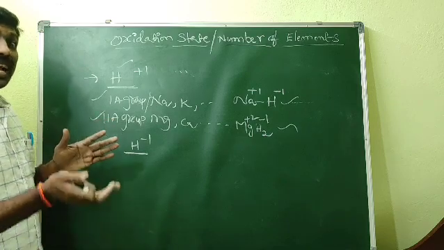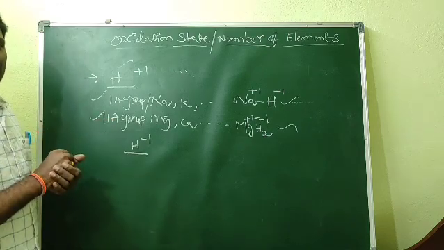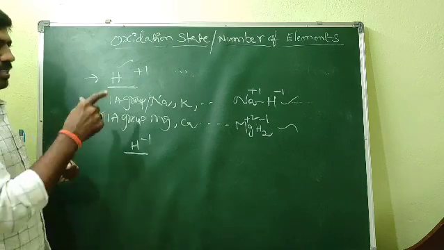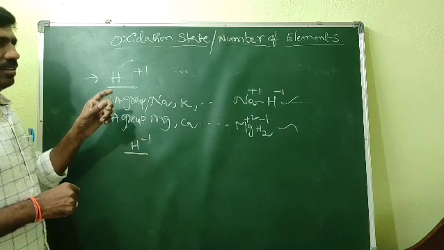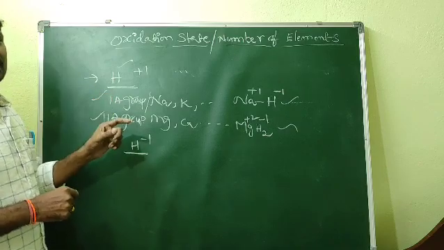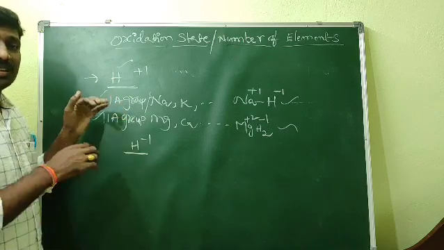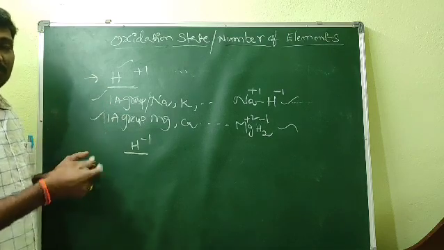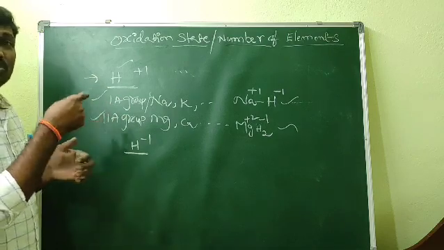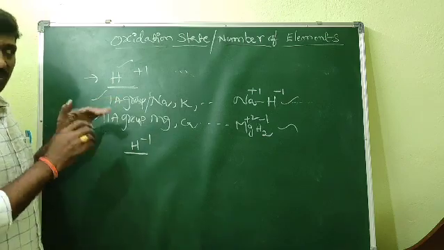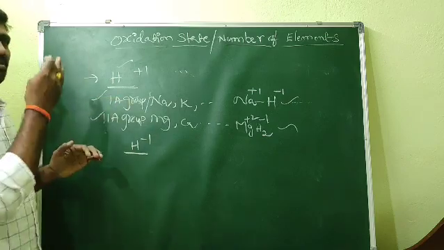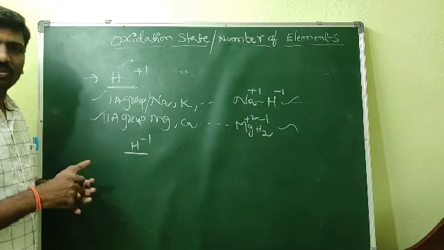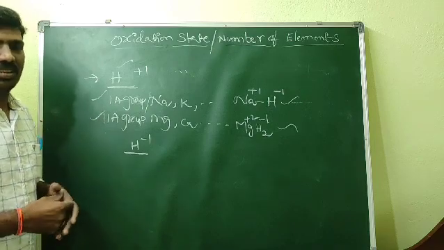Then only we should calculate with the help of the two points I said before. If a molecule is neutral, the sum of the oxidation states of all the atoms is equal to 0. If the molecule has a negative or positive charge, the sum of the oxidation states of all the elements is equal to that particular charge. We will calculate the oxidation states of all the elements correctly. So next class we will discuss that. Thank you.